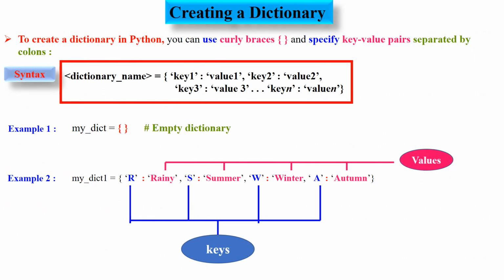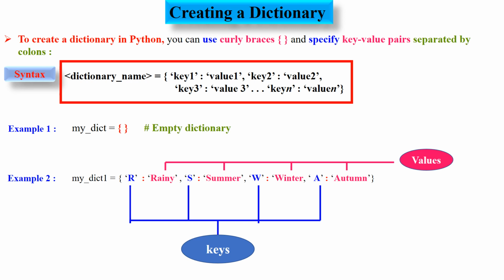Let's learn how to create a dictionary. To create a dictionary in Python, you can use curly braces and specify key-value pairs separated by colons. Syntax is dictionary_name equals open curly braces, key 1 colon value 1 comma, key 2 colon value 2 comma, key 3 colon value 3, up to key n colon value n, close braces.